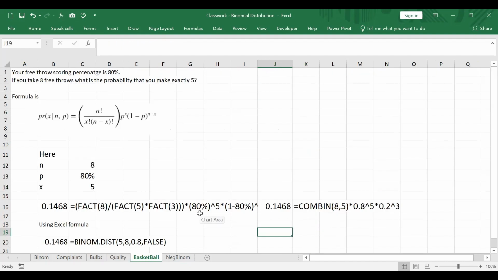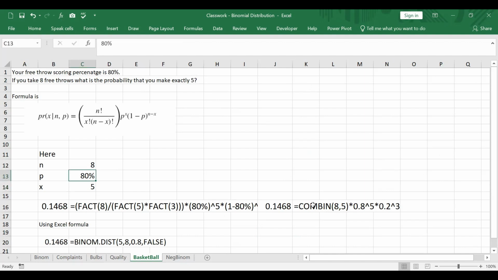Your free throw scoring percentage is 80%. You take 8 free throws. What is the probability that you'll make exactly 5? Again, the same formula where n is equal to 8. You're making 8 throws. X is equal to 5, exactly 5. P is 80%. Just fill it up.